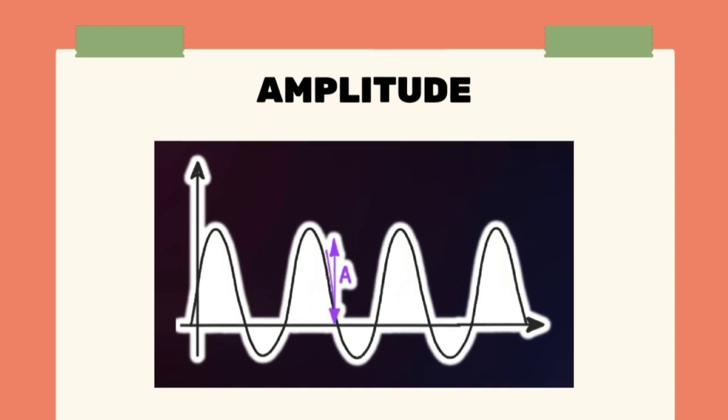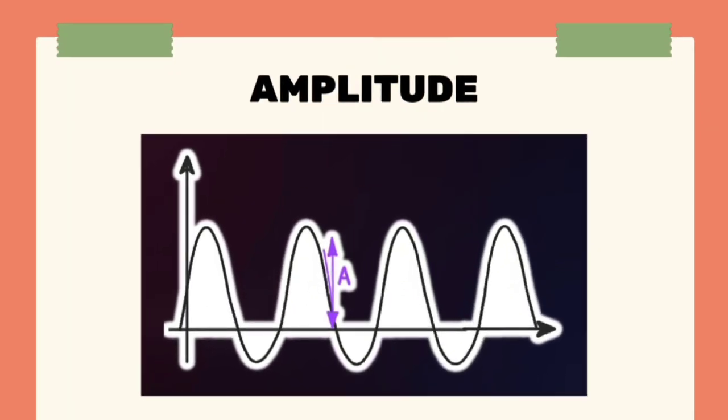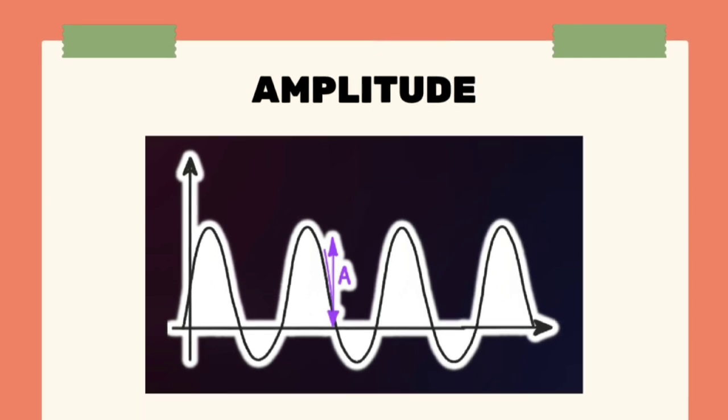So let's start with amplitude. Amplitude is essentially the size of the oscillation. It tells how far the object moves on either side of the rest position. It's the maximum distance the object moves away from its resting point. A larger amplitude means a more energetic oscillation.